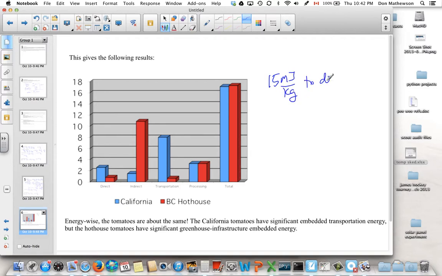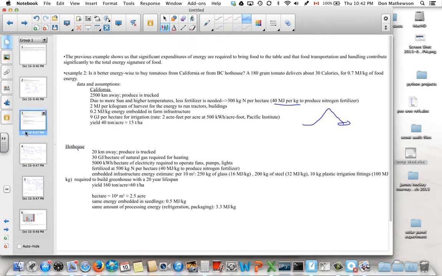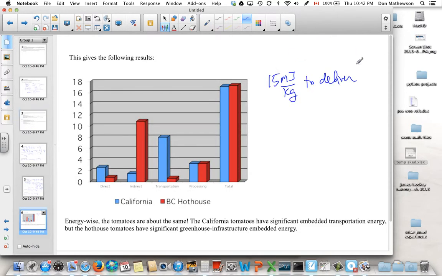So we were getting about 15 megajoules per kilogram to deliver, what was it? It was 0.7, I think. Yes, 0.7 megajoules per kilogram of tomatoes.